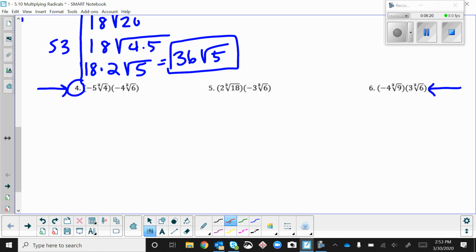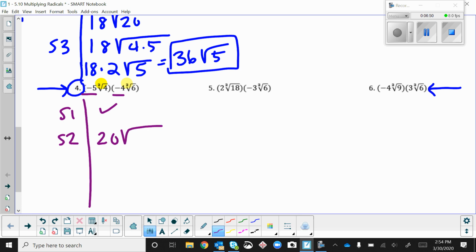So the steps are the same in this next one. Step 1 is to check that they have the same roots. So we look right here and right here. They are both cube roots, so that checks out. Step 2, multiply the numbers outside. That's -5 times -4, so that's a positive 20. Multiply the numbers inside. That's 4 times 6, which is 24.